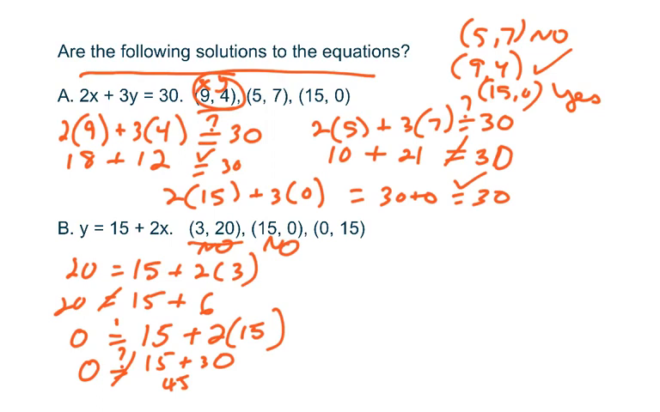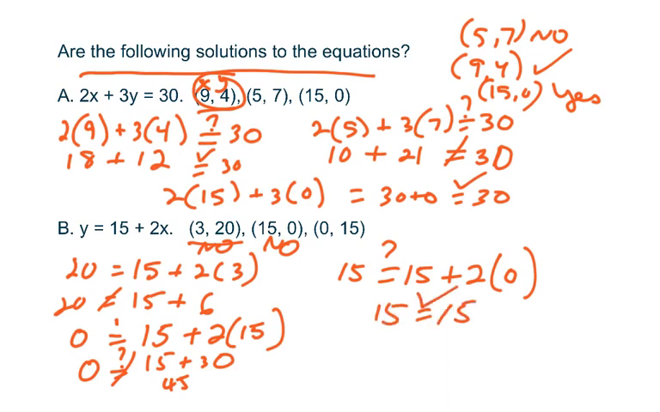Let's try 0 comma 15. So 15, is that equal to 15 plus 2 times 0? And that comes out to 15 equals 15. So 0 comma 15 works.